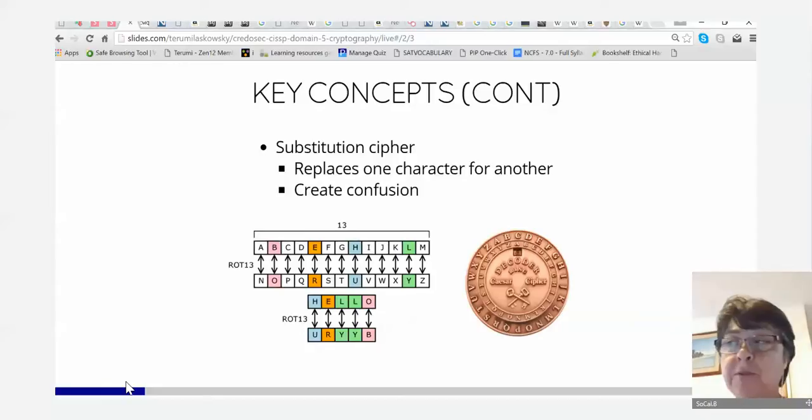We divide the alphabet into two, and then we put them one on top of another, and then we replace one with another. So we replace A with an N, B with an O, C with a P. Right. So you see the colors, the blue, orange, green, red. You see how they got that transformation. Right. So hello becomes Uryyb. That would be a substitution cipher.